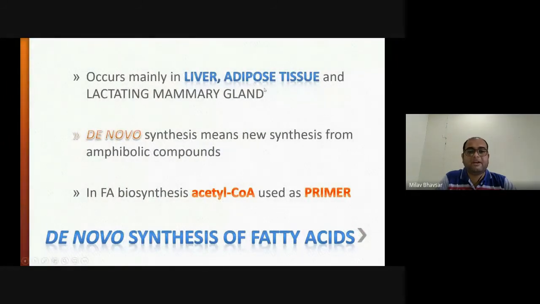These are the two places where it can happen: liver and adipose tissue. And depending on the requirement, it can happen inside the lactating mammary gland as well. Basically, new synthesis. Here, it will require acetyl coenzyme A as a primer.